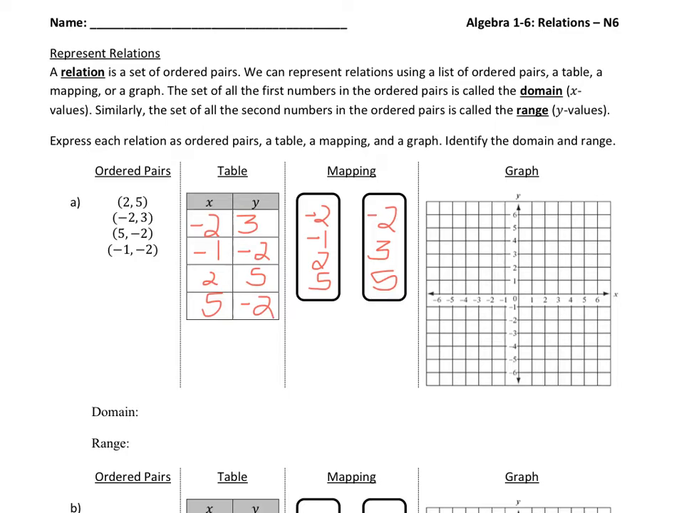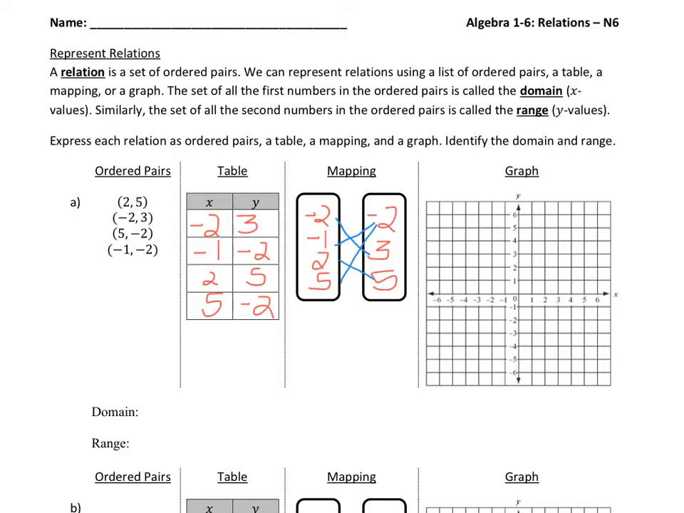If I look at my table, negative 2 is paired with 3, so I draw a line from negative 2 to 3. My next ordered pair is (-1, -2), so I draw a line from negative 1 to negative 2. Next we have (2, 5), and then we have (5, -2). It's okay that it goes to the same number.